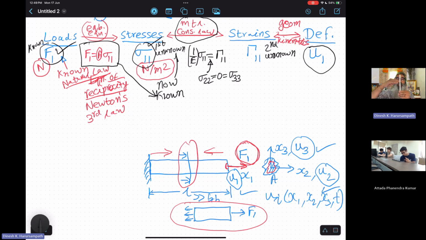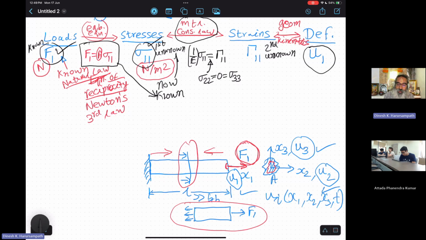So in a prismatic structure, it just becomes F by A, and the area of cross-section that we have, even if it's non-prismatic and it is tapered, at that location at which we are interested in the stress, we have to take that area. That area will be varying, of course, along the length of the rod. But this is a simple example, we have taken the constant cross-sectional area throughout.